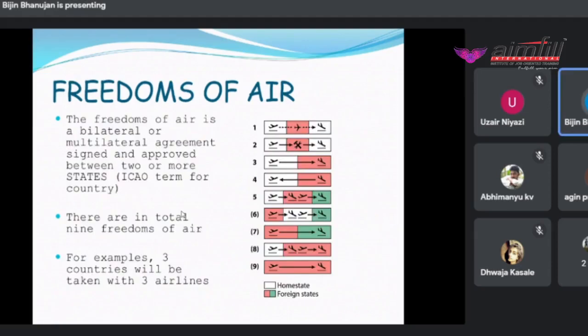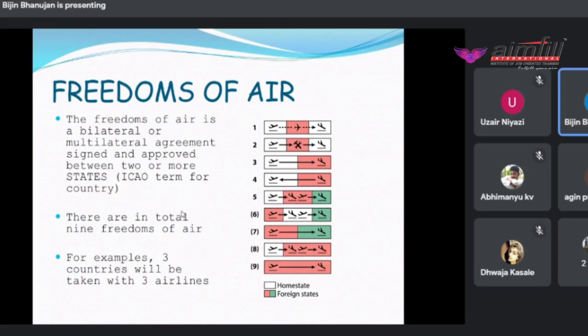So freedoms of air. The reason freedoms of air came is it's a bilateral or a multilateral agreement signed and approved between two or more states. That is, it is the permission given by one country to another to use their airspace. Two or more states sign up into an agreement that this particular country's airline is allowed to use our airspace for revenue purpose. And this will be also authorized and sanctioned by their particular military or security bases.